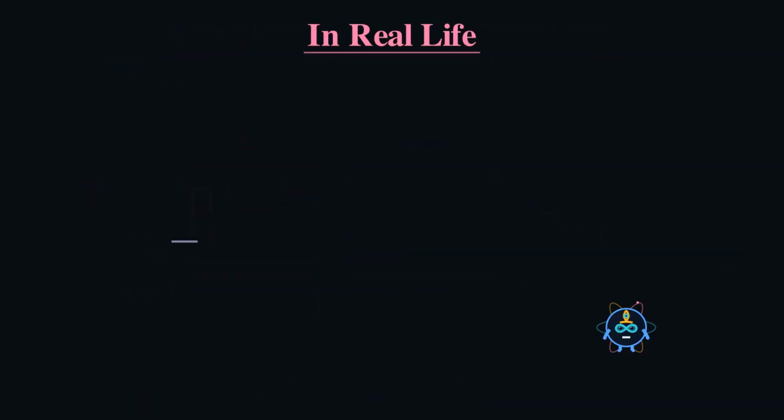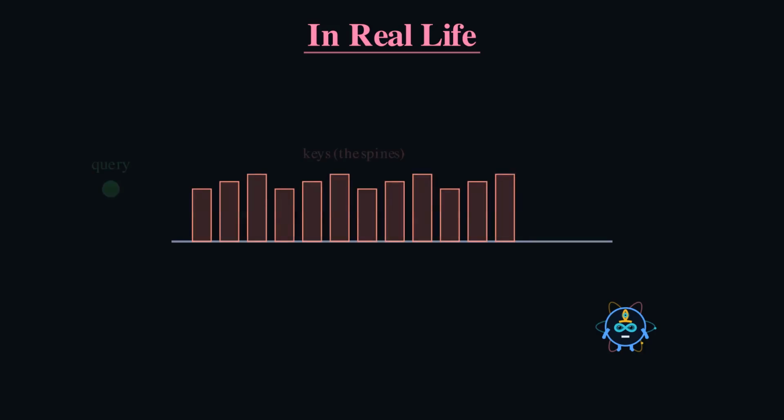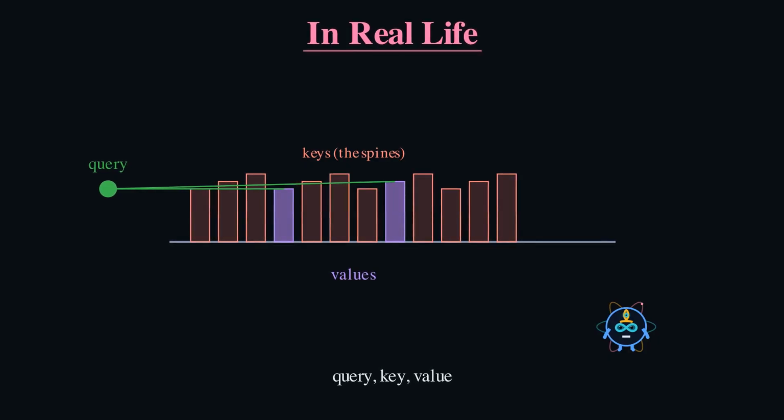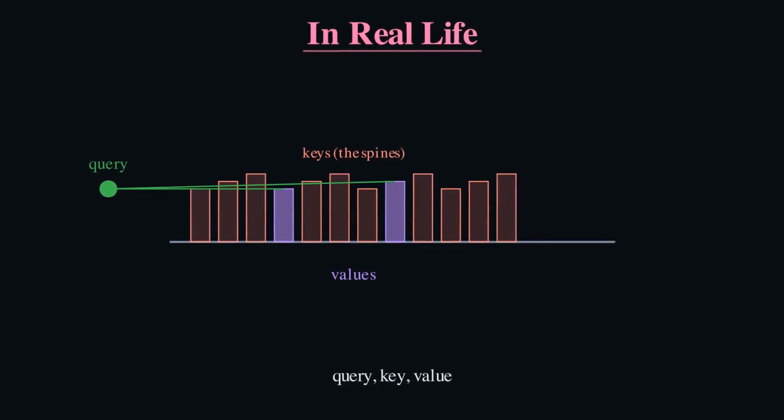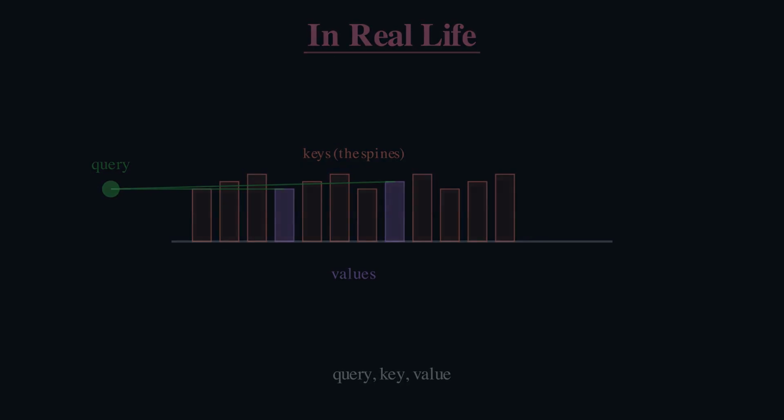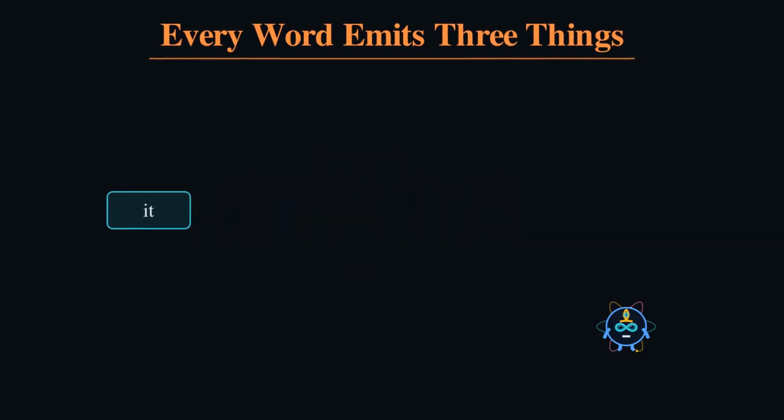Walk into a library with a question, that is your query. Every book on the shelf advertises what it is about, that is its key. You compare your question to each spine, and you walk out with a blend of the books that matched. What is inside those books is the value. Now the one idea people get stuck on. A word does not just sit there as a single vector.